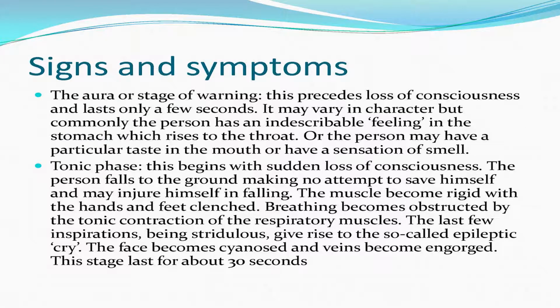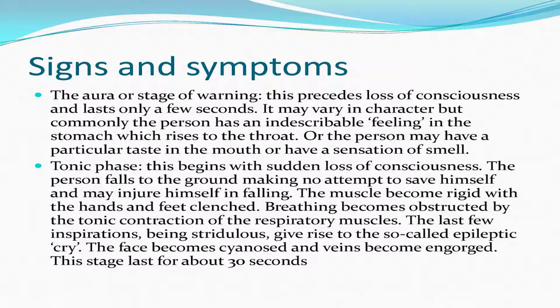Right. So we have four main stages of the grand mal epilepsy. We have the aura stage, the tonic stage, the clonic stage, and then the stage of coma. The aura stage is a warning stage which lasts only a few seconds and may vary in character. Commonly, the person has an indescribable feeling in the stomach which rises to the throat, or the person may have a particular taste in the mouth or a sensation of smell.